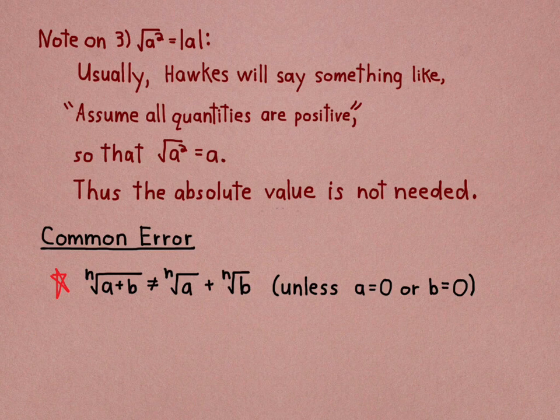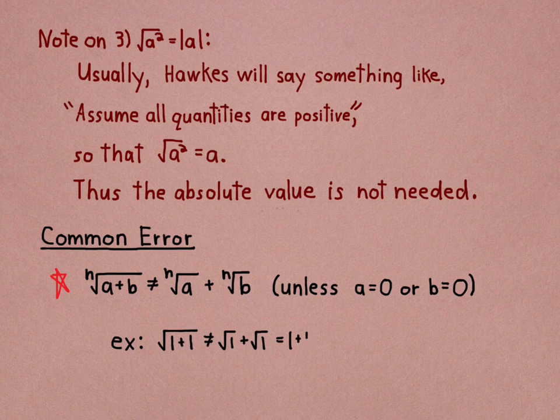The rules for addition are not as nice as the rules for multiplication. So multiplication and division, nicer rules. Addition and subtraction, there's a lot of things that you can't simplify with addition and subtraction. Unless a or b is 0. Obviously, if a or b is not even there, then this works.